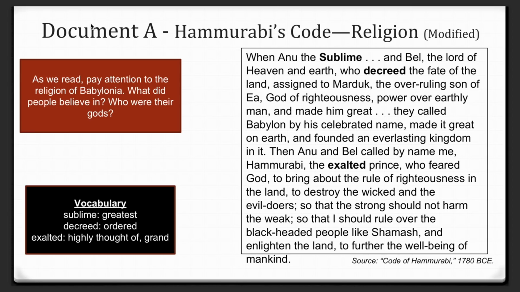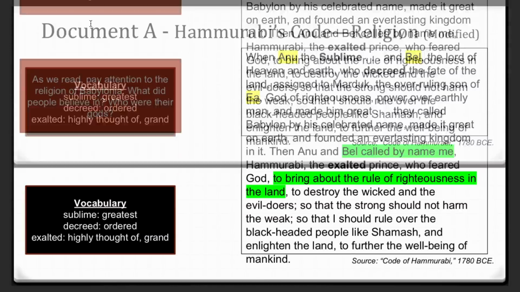Okay, so as we look at this, we're going to try and figure out more about the religion during Hammurabi's time. As I'm reading, the first thing I notice is that we've got some names. We have Anu the Sublime and Bel the Lord of heaven and earth. We have Ea, god of righteousness. So this is telling me that there are multiple gods, right? I'm thinking they're polytheistic because I've got three listed within the first sentence. What else can I tell about their religion?